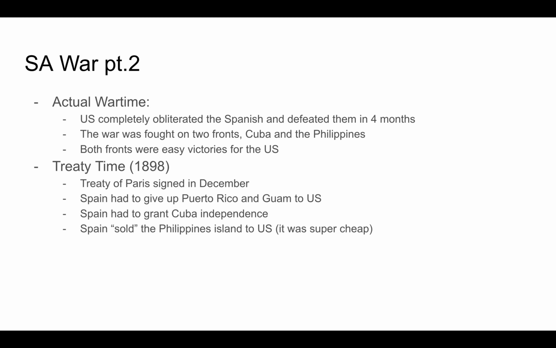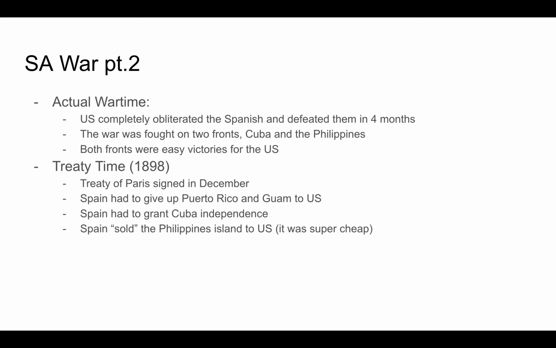The Spanish-American War Part 2. Actual wartime. The U.S. completely obliterated the Spanish and defeated them in 4 months. The war was fought on two fronts, Cuba and the Philippines. Both fronts were pretty easy victories for the U.S.